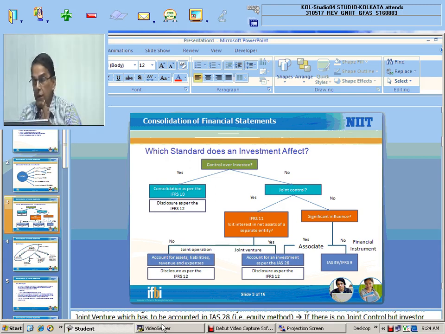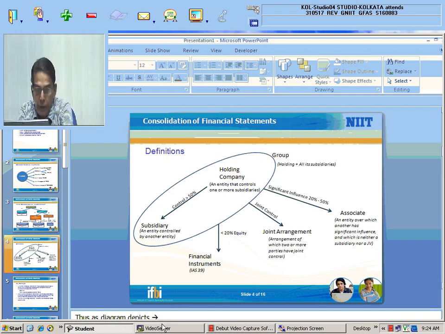Now we come to certain definitions. So if you look at the diagram, there could be a holding company, that entity controls one or more subsidiaries. Control normally means owning more than 50% of the equity shares or ordinary shares of the investee entity. So if the holding company is an entity that controls one or more subsidiaries, its control is greater than 50% of the shares.